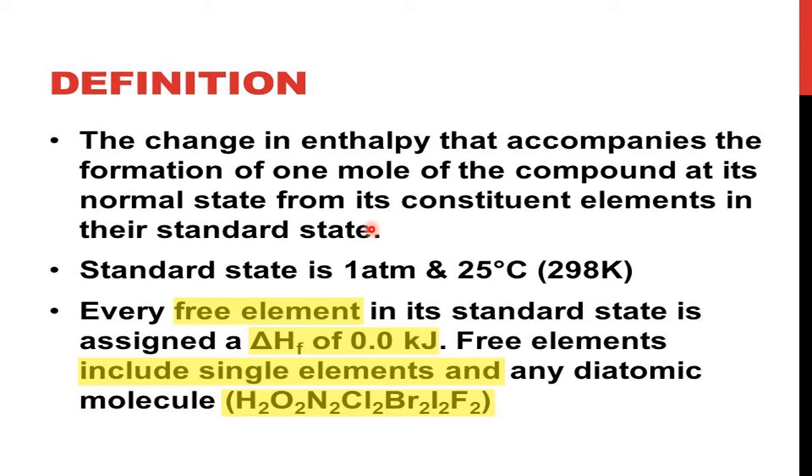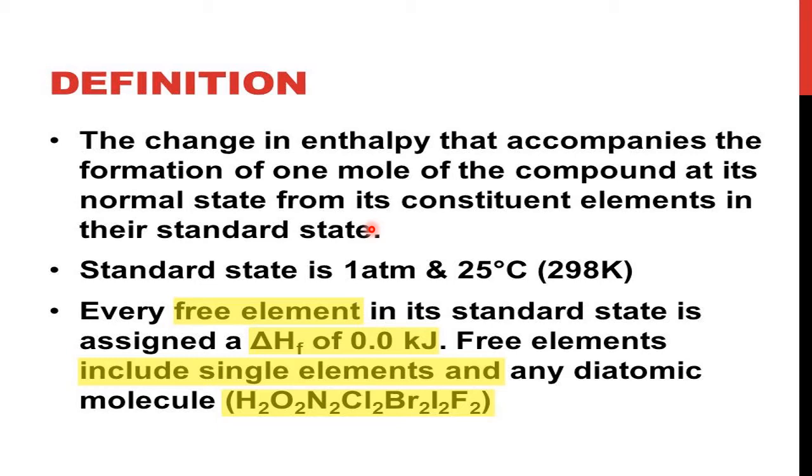For example, if you want to prepare 1 mole of NaCl, that 1 mole of NaCl should form from its constituent elements sodium and chlorine. If you want to prepare 1 mole of sulfuric acid, then we have to carry out the reaction for the formation of 1 mole of sulfuric acid from its constituent elements such as hydrogen, sulfur and oxygen. Then only it is called a standard enthalpy of formation. So 1 mole should form from its constituent elements under standard conditions.